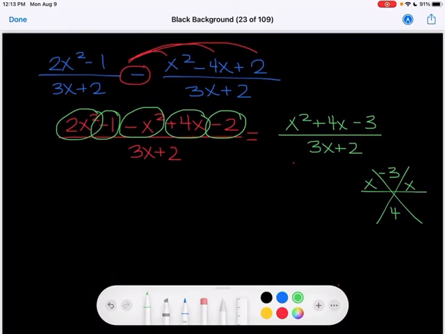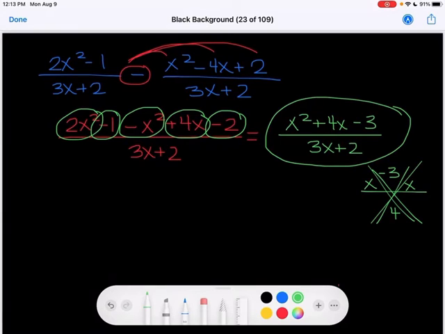The only things that multiply to negative 3 would be 3 and 1. So negative 3 times positive 1 or positive 3 times negative 1. But neither one of those is going to add up to a positive 4. So this is not going to factor. Therefore, I can't take this any further, and there's nothing I can cancel out. So that would be my final answer here.